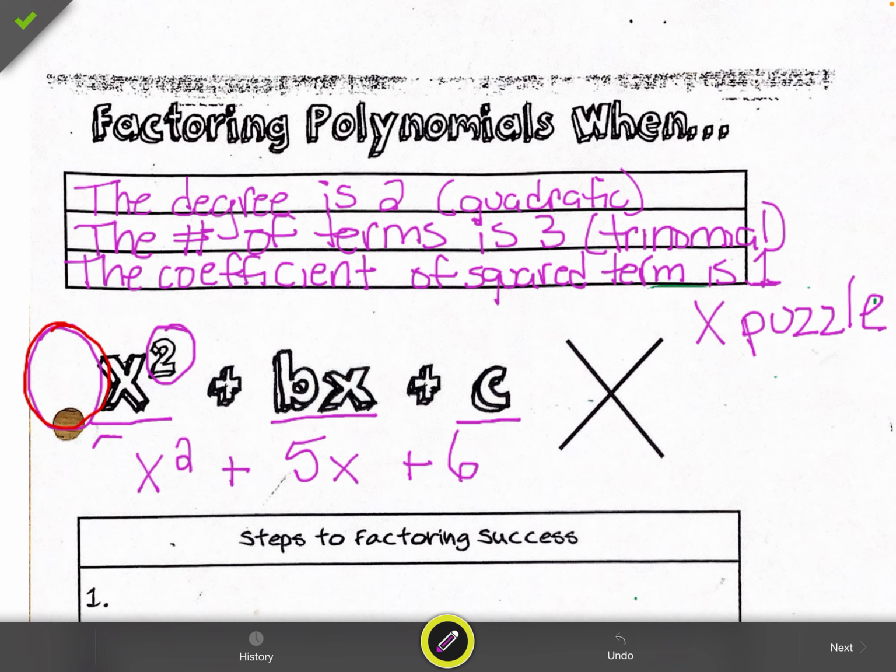We check the coefficient in front. Okay, there's nothing written there, so we know it's a 1. Our b would be 5, and our c is going to be 6. B is always the number in front of your x or your single variable, and c is always represented by just a number. And so you're going to use this X puzzle to figure out how to break this down. So let's look at our steps.